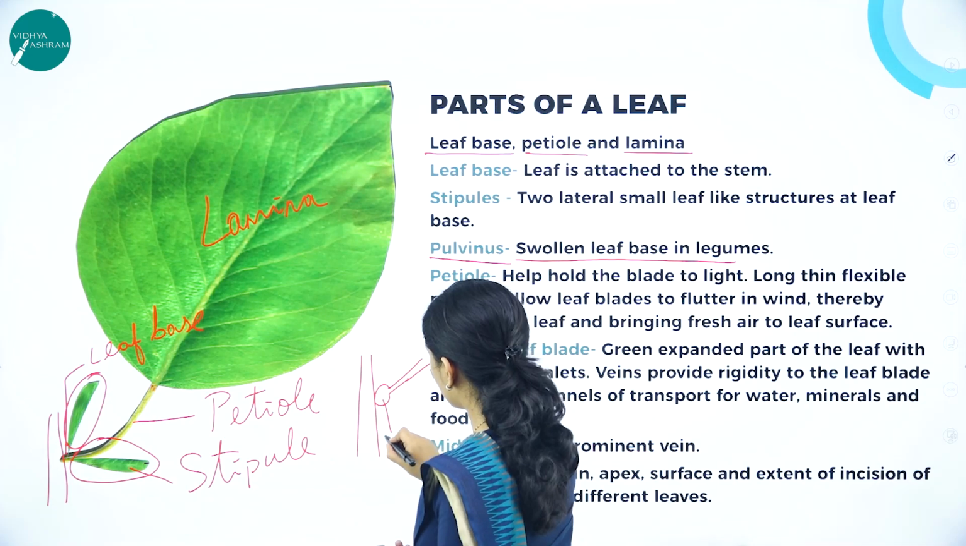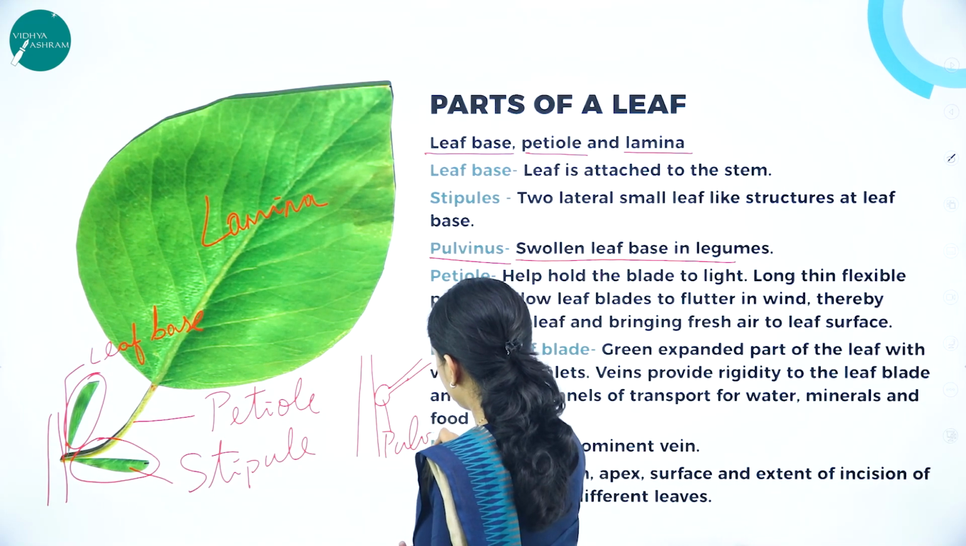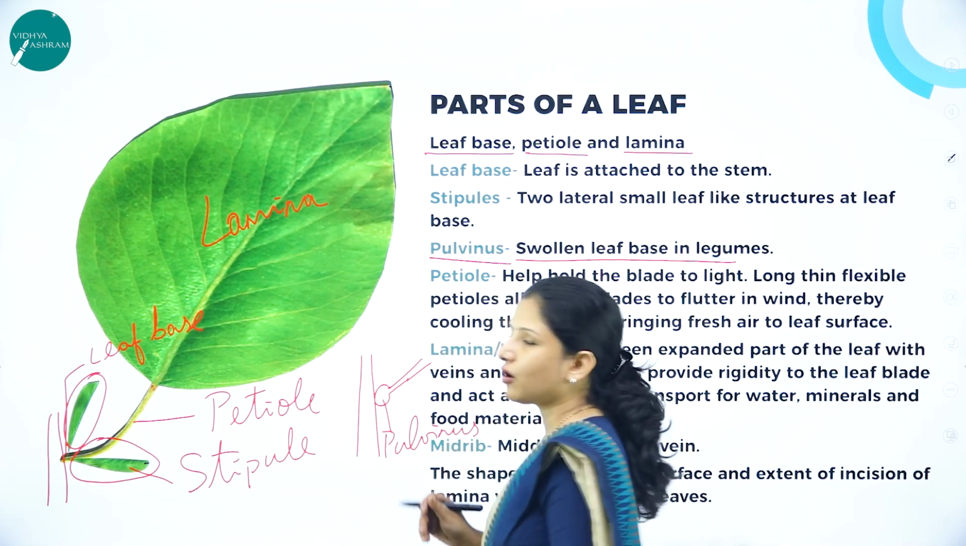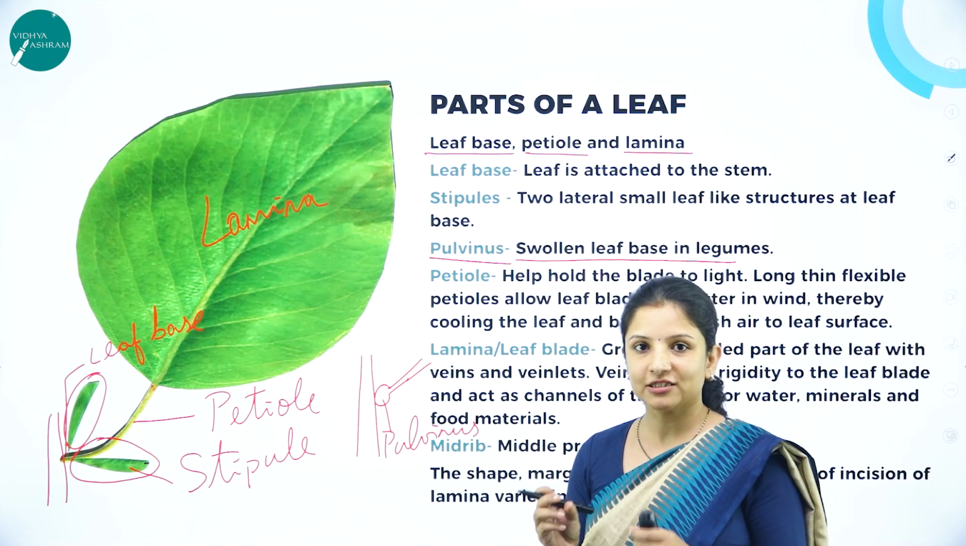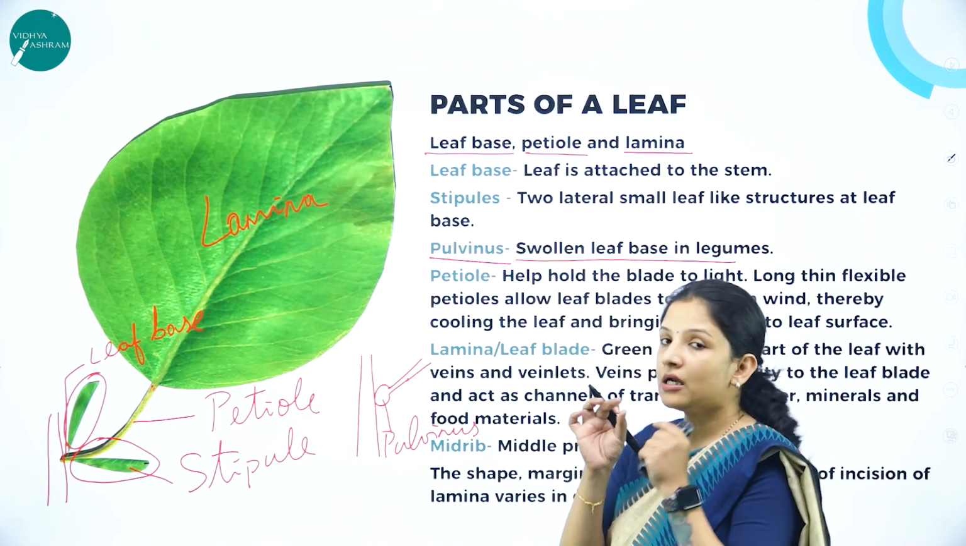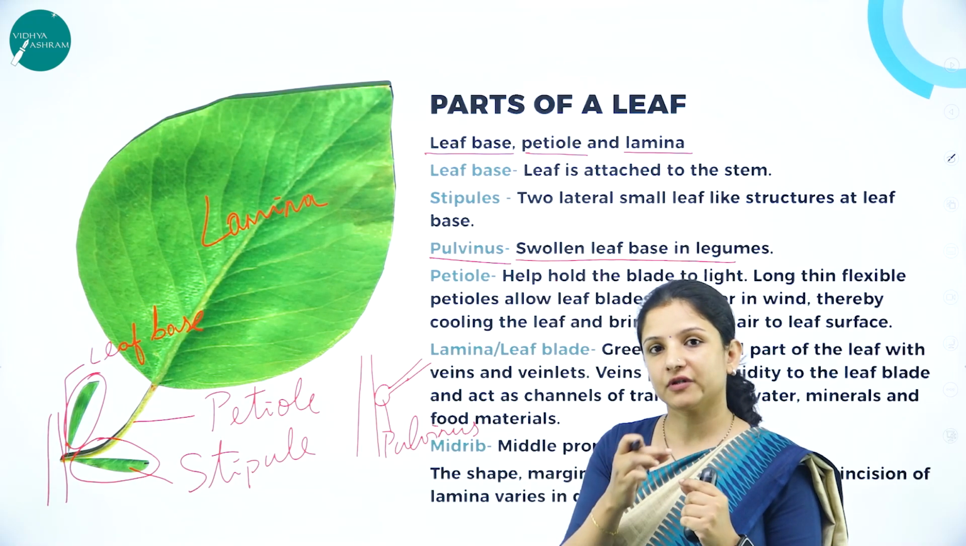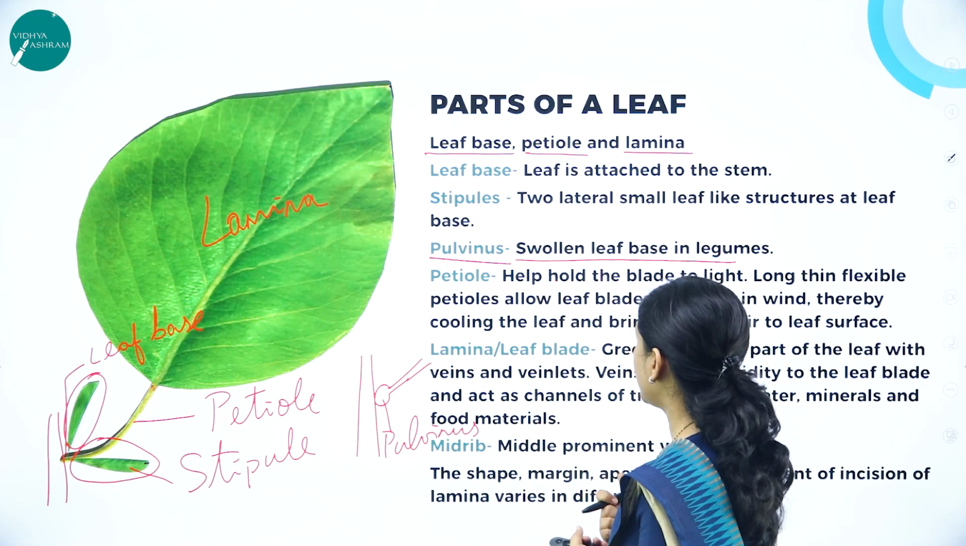So this swelling we can call the pulvinus. Not all, but usually leguminous plants will have a pulvinus. That is, the tip of the petiole or the base of their leaf will be swollen. It is called the pulvinus.